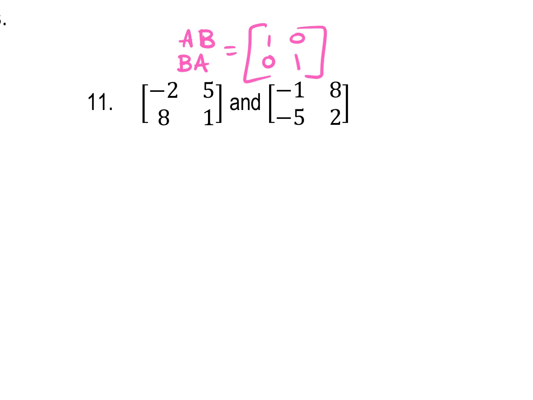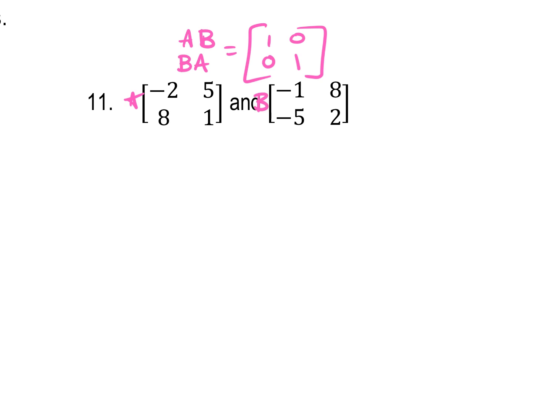So on the quiz, you have to do it this way. You have to multiply A times B and B times A and get the identity matrix. I need to see your work for this one. Don't just find the inverse of the first one and check that it's the same as the second. You got to multiply them together. So I'll call this one A and this one B.